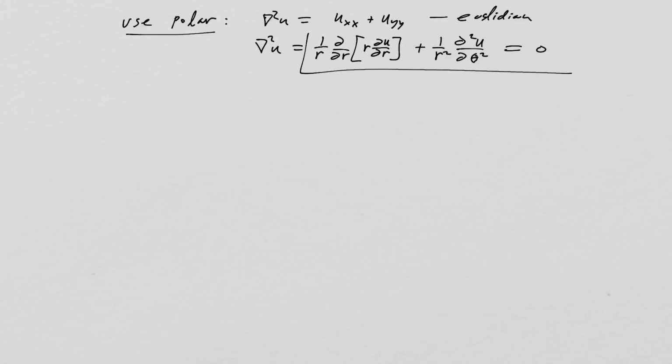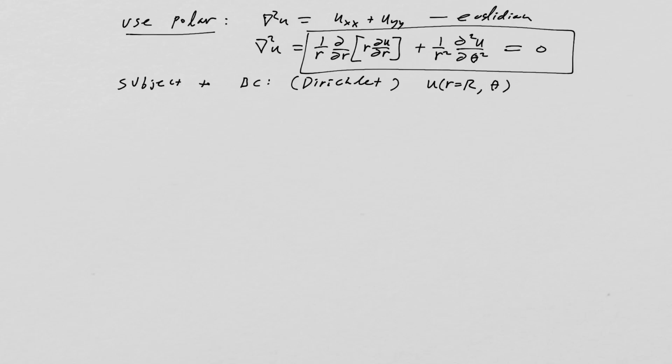So this is the equation we want to solve, subject to the boundary condition. And here we're talking Dirichlet, which is going to be that u at r equals some outer edge, the radius of our disk, comma theta, is equal to f of theta, right? Again, this is going to be a given function. So what we want to do is see if we can solve this equation.